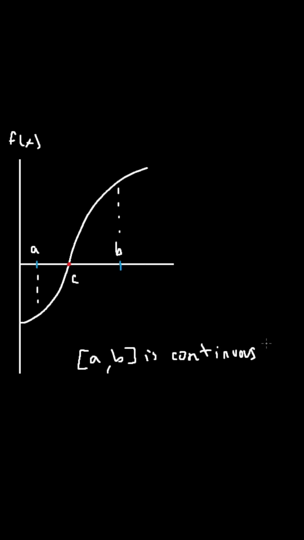In unit 1, you're probably going to deal with the intermediate value theorem. And what the intermediate value theorem says is that on an interval where the function is negative and then goes positive, then that means somewhere along the way, it crosses the x-axis.